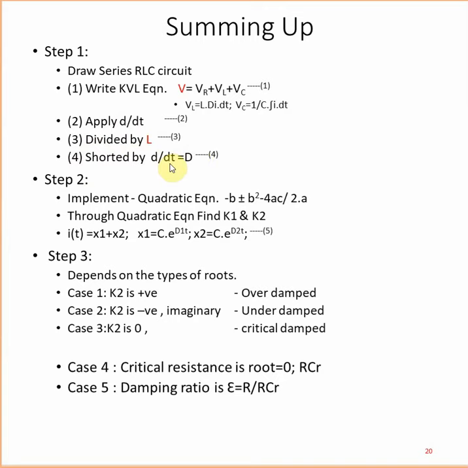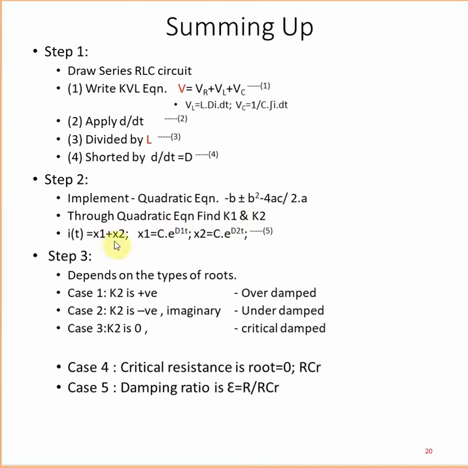The next one, I am going to implement the quadratic equation. What is a quadratic equation? You have already studied it in mathematics. Minus b plus or minus root of b squared minus 4ac, divided by 2a. In that, A, B, C values are needed, which you get from the fourth equation. Take A, B, C and substitute into the quadratic equation. Find the two terms, K1 value and K2 value.